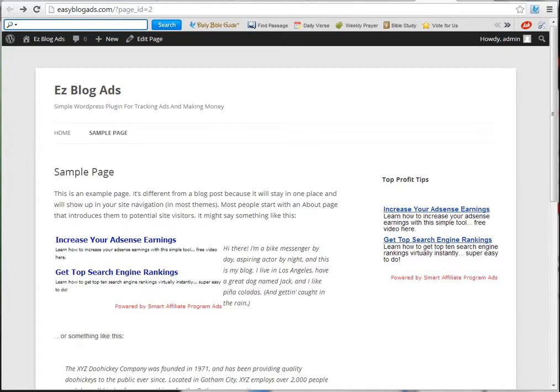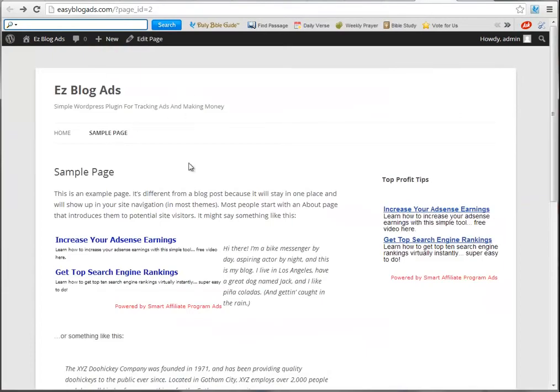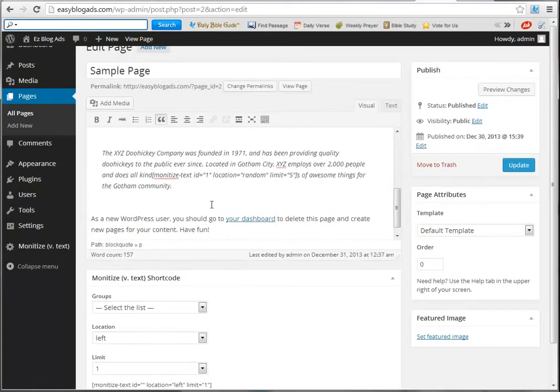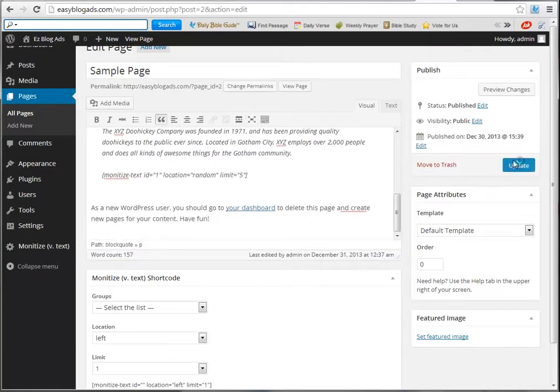Now, one of the other cool things with this plugin is the fact that you can put it in the actual post. You can put it in here as many times as you want. If we want to put it in this post twice, we can do that. We can put it right like this, and then we can put it down here as well. There we go. All right, like this.